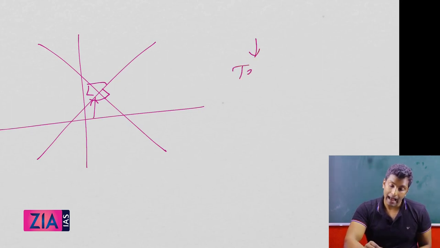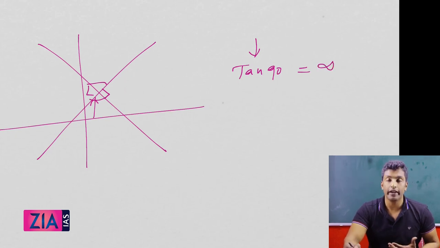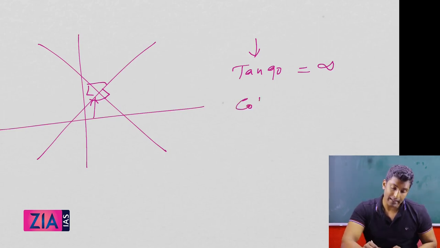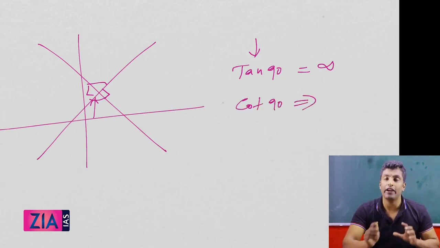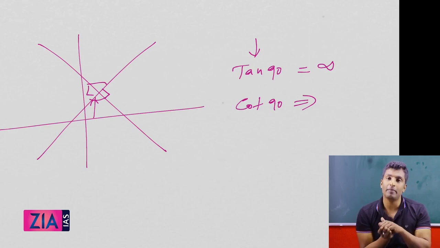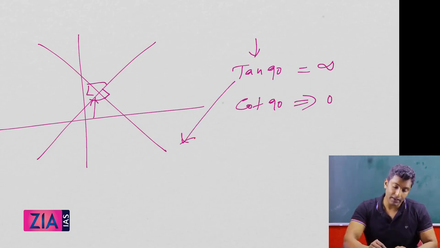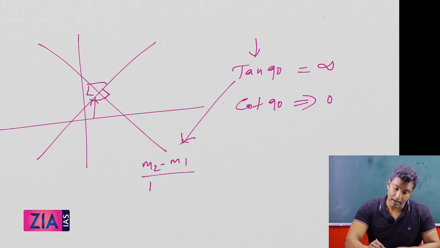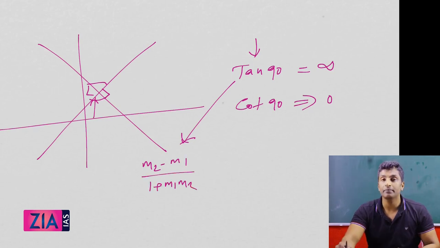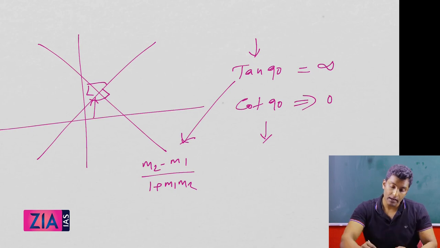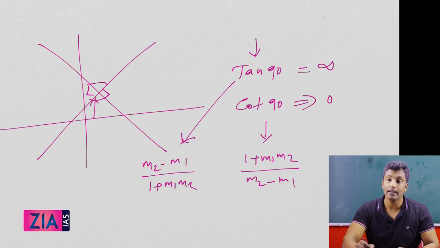So we know tan 90 equals infinity. We already know this, right? The angle between them is 90, tan 90 is infinity. So what is cot 90 then? Tan 90 is infinity because of the denominator. So cot 90 will be 0 because the denominator is going to the top now. So cot 90 is going to be 0. Now what is tan theta? Tan theta we already know: (m2 minus m1) divided by (1 plus m1 m2), right? So cot 90 will be the reciprocal, so (1 plus m1 m2) divided by (m2 minus m1), which is equal to 0.